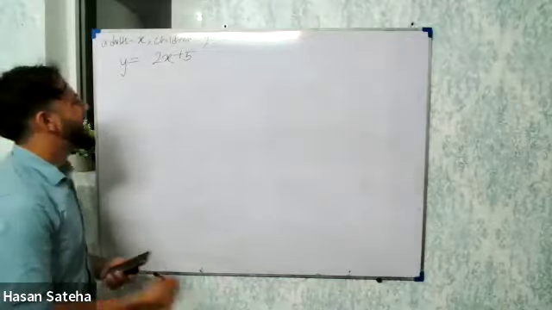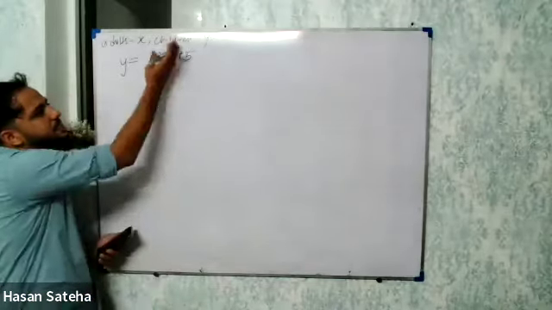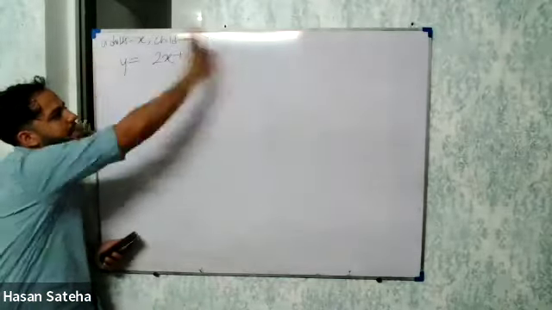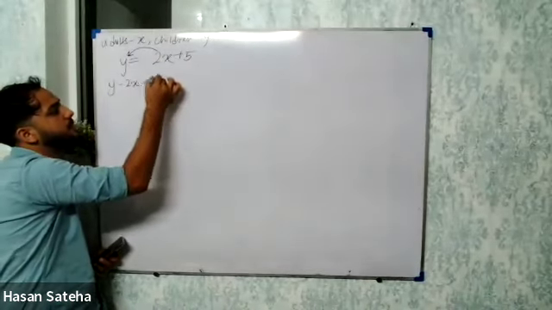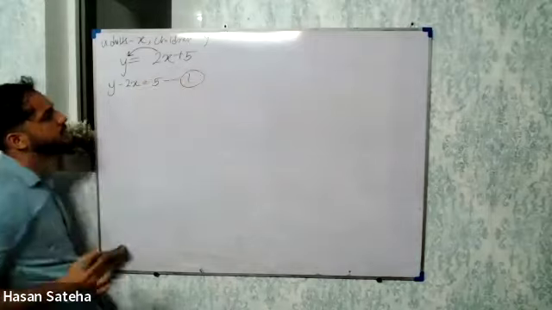Okay. Right. I also told you, always keep the unknown terms to one side, number to the other side. So before moving on to the next equation, we'll bring the 2x here. So y minus 2x is equal to 5. That is your first equation.